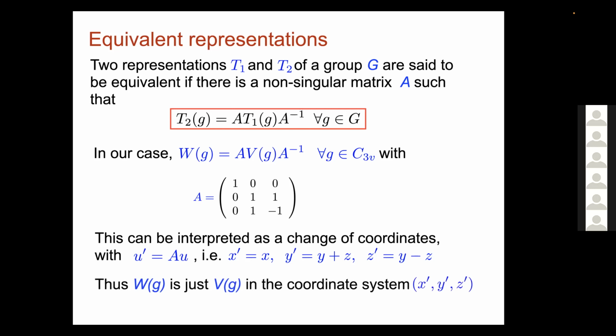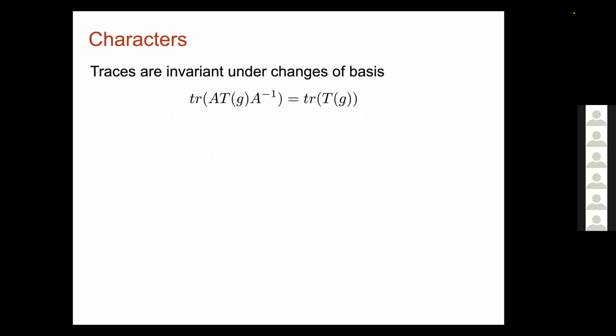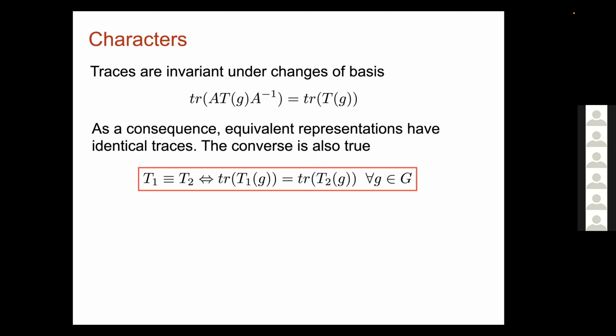Okay, so W and V is just the same, okay? Just a different coordinate system. And now, this is kind of hopeless. I mean, the shape of the matrices changes completely when I change coordinate system. So I have to graph something which doesn't change. And that's very simple. You remember that under a similarity transformation, traces are invariant. So if I look at the traces of my representation, then I know that this is a characteristic of the representation which is completely independent of the coordinate system, okay? So as a consequence, equivalent representations have identical traces.